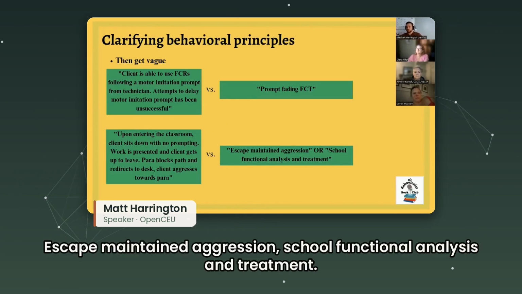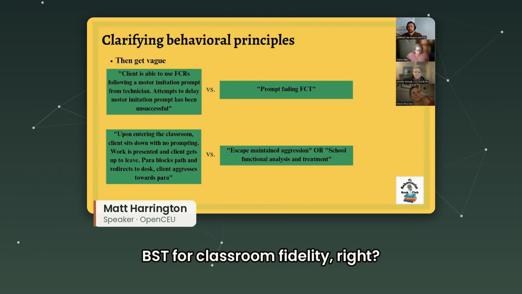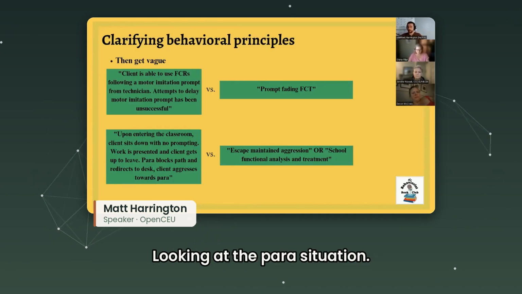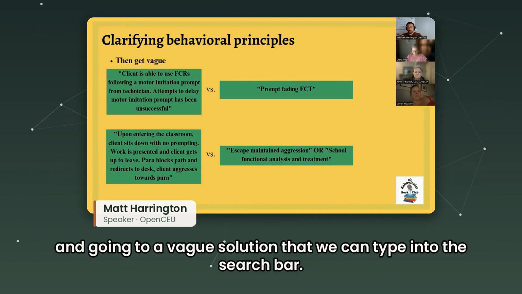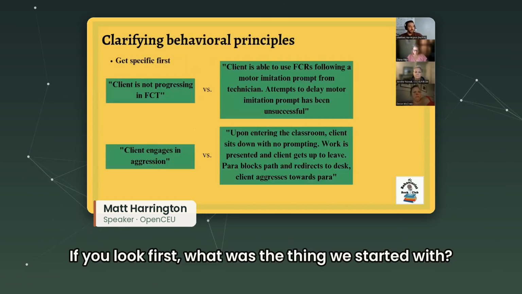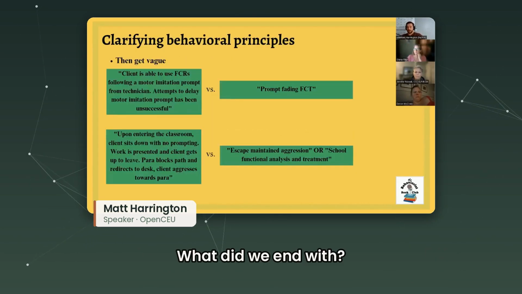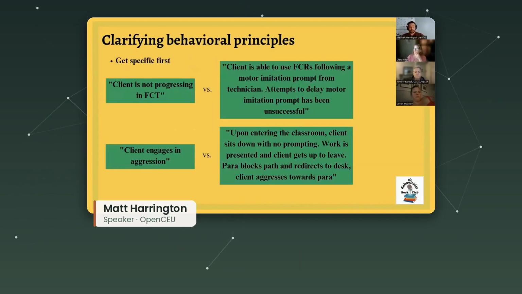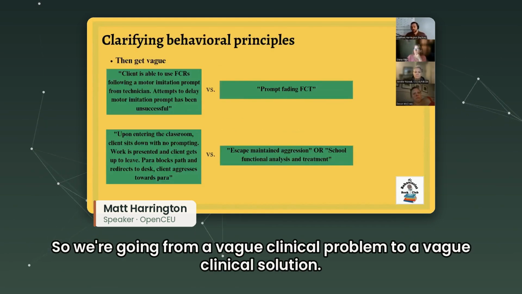Escape maintained aggression, school functional analysis and treatment. BST for classroom fidelity, right? Looking at the para situation. So we're taking our specific clinical problem and going to a vague solution that we can type into the search bar. If you look first, what was the thing we started with? Client is not progressing in FCT. What did we end with? Prompt fading FCT. Client engages in aggression, escape maintained aggression, right? So we're going from a vague clinical problem to a vague clinical solution.